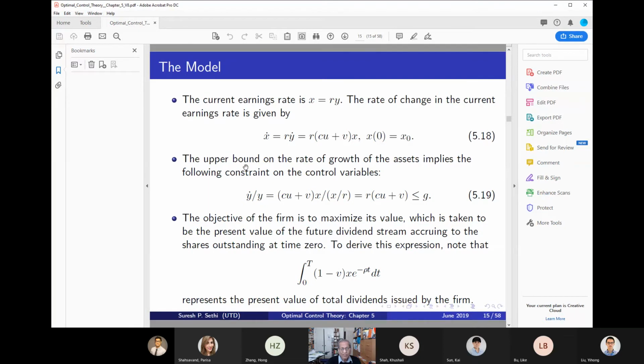So the upper bound on the rate of growth implies the following constraint. Y dot divided by Y is the rate at which the bond is growing, the rate of growth because you divide by Y. By this formula, we get Y dot over Y equal to this, and they want this to be upper bounded by g. What is the reason?